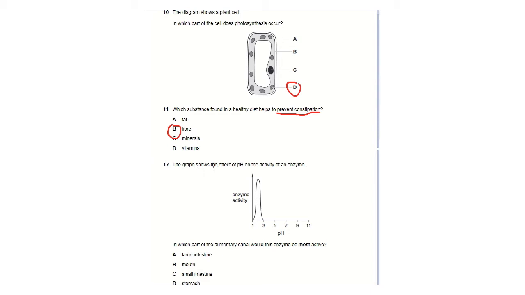Question 12 shows a graph of the effect of pH on the activity of an enzyme, and the clever student will here see that the optimal pH is around 2. Then we are asked where in the body this enzyme would be most active, and since the only place in the body where we have such a low pH is the stomach, the only possible right answer here is D.